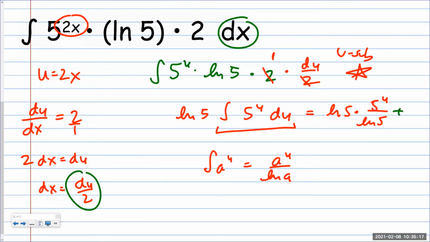Then add c, okay? And that is basically my answer, but do you see that the ln of 5's cancel out? So the answer is 5 to the u plus c, and that is a great answer. It's just the wrong answer because you need to come in and put in your 2x, okay?